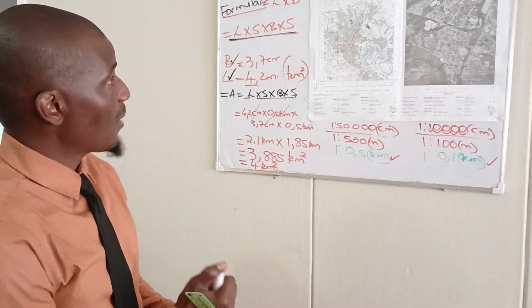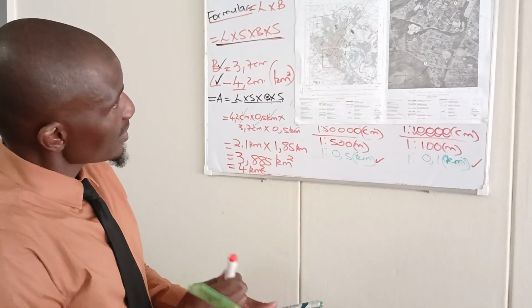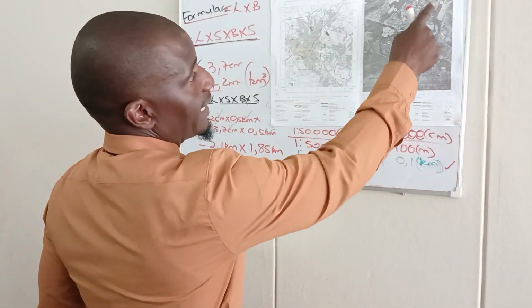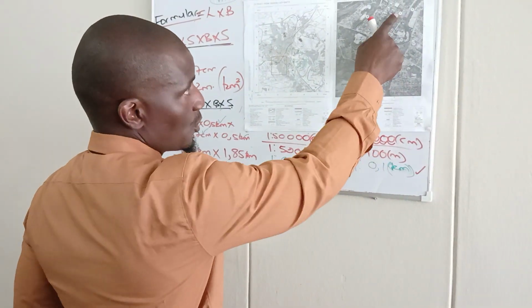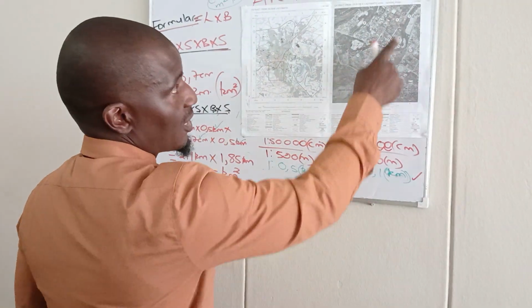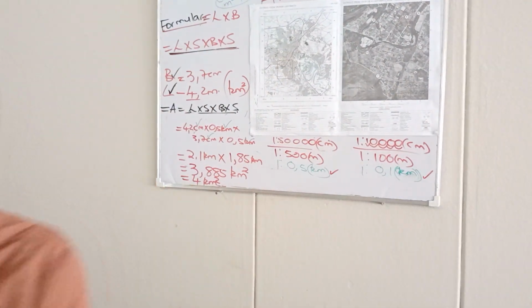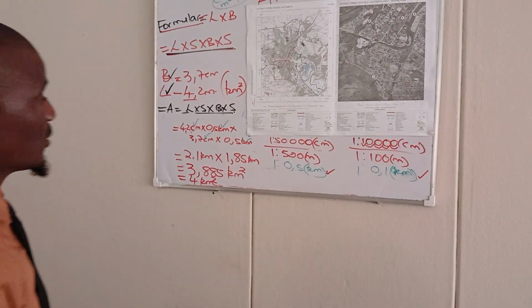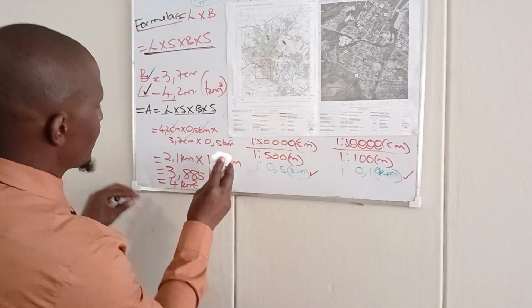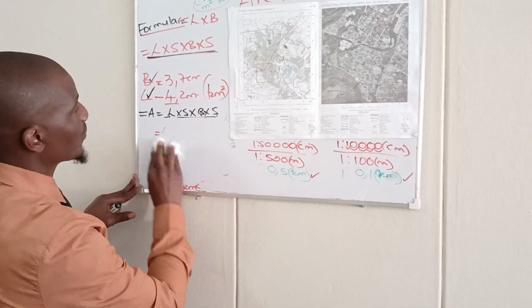So what I'm going to do is another example. I'm going to calculate the area of the feature on the orthophoto on this map. I'm going to rub off this, then I'll calculate the area of the feature on the orthophoto as an example, just to make sure that you understand the concept. Okay, I'm rubbing off this now.